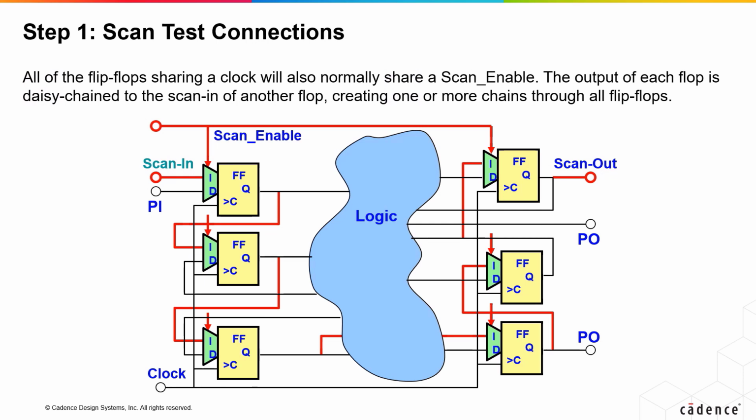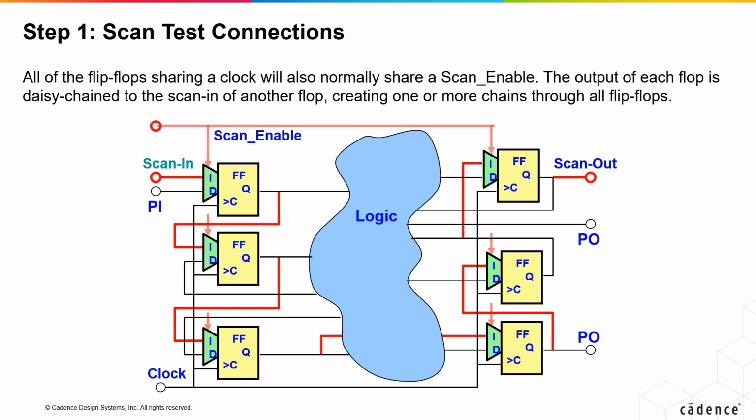Here we show, in red, the additional connections required when converting a conventional flip-flop design to a scannable design. The scan input of each scan flip-flop will be connected to the output of one other scan flip-flop, or to a scan-in chip test input. The output of each scan flip-flop will, in addition to its functional connections, be connected to one other scan flip-flop, or to a scan-out chip test output. This forms one or more scan chains.